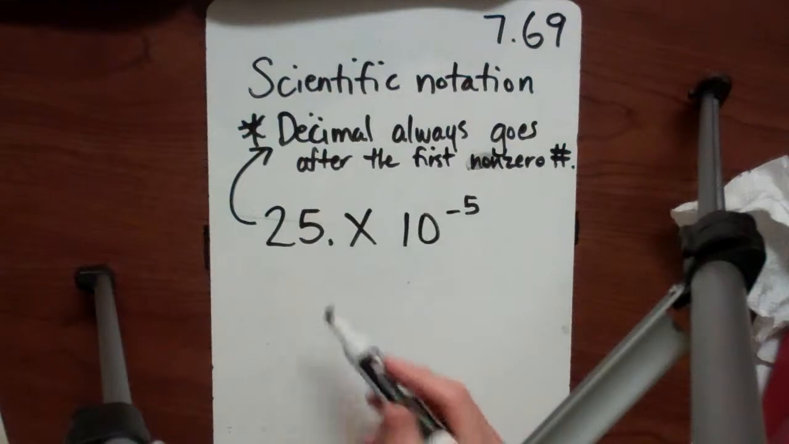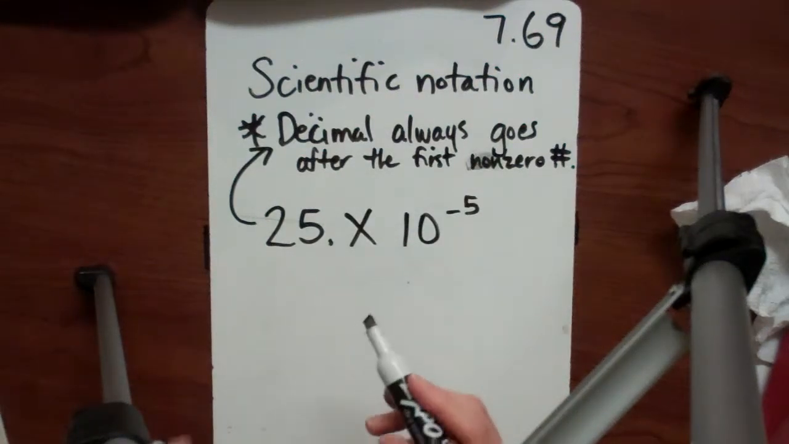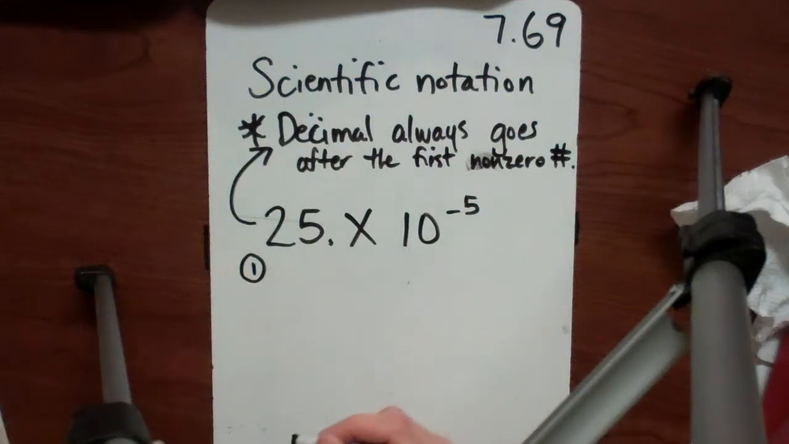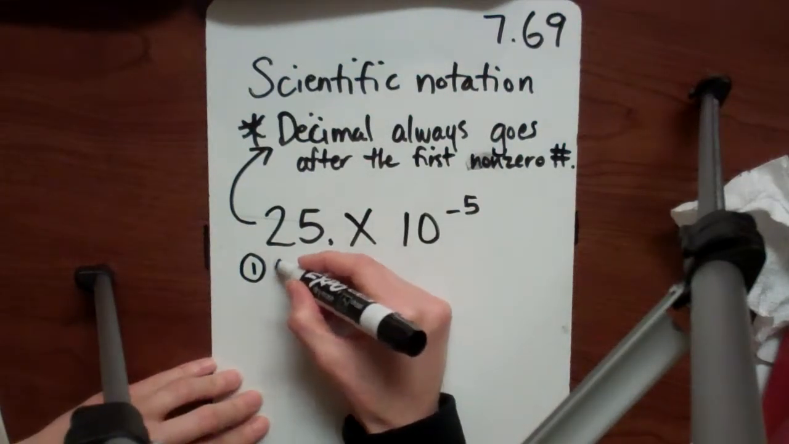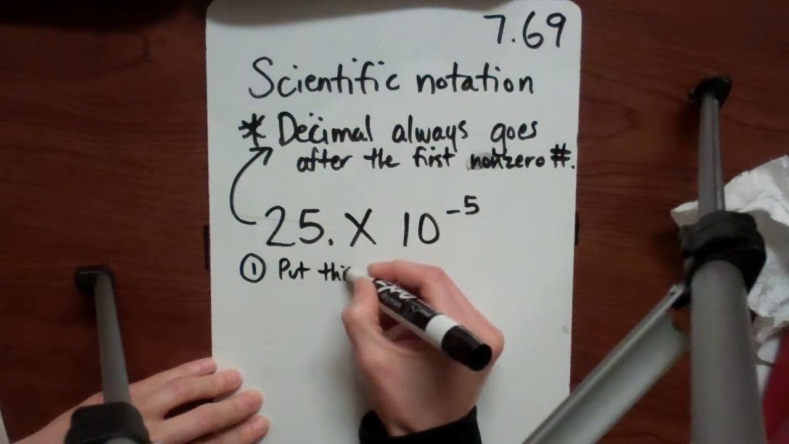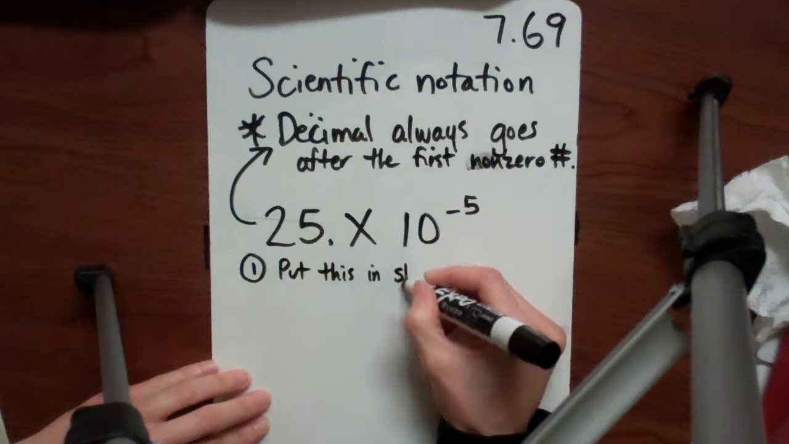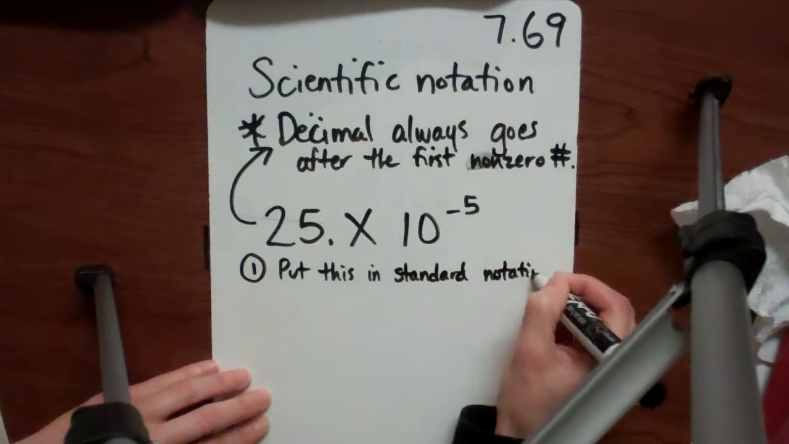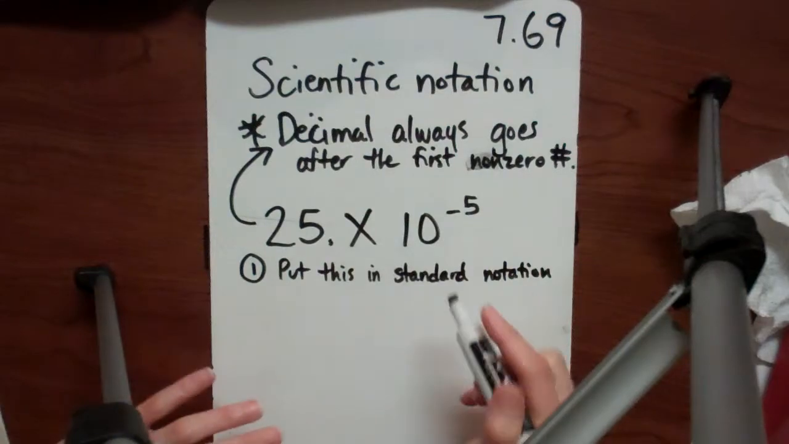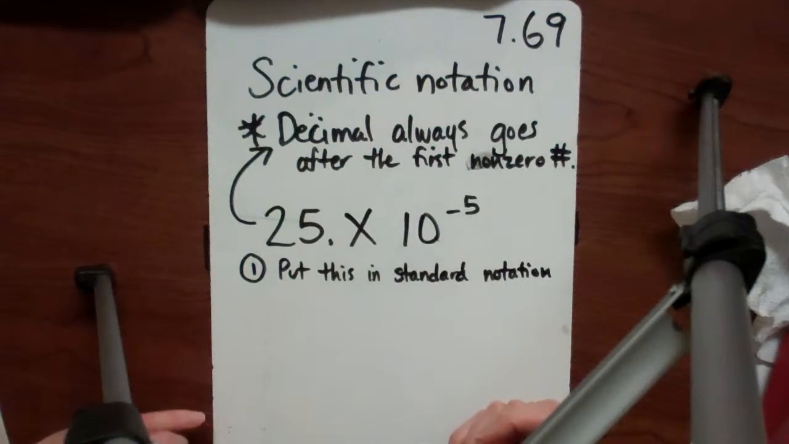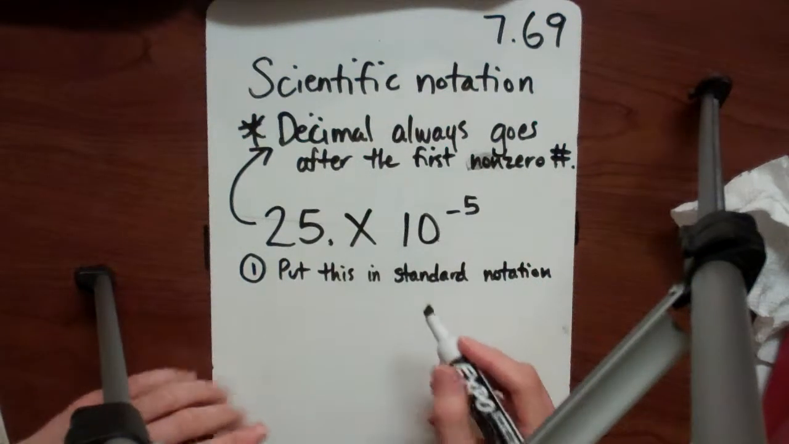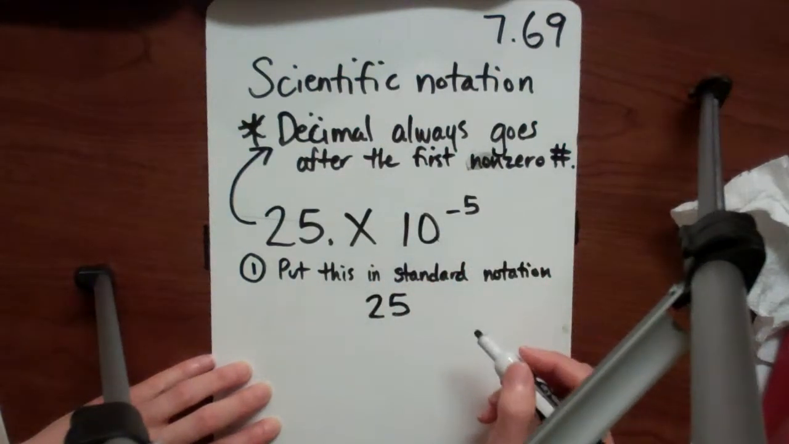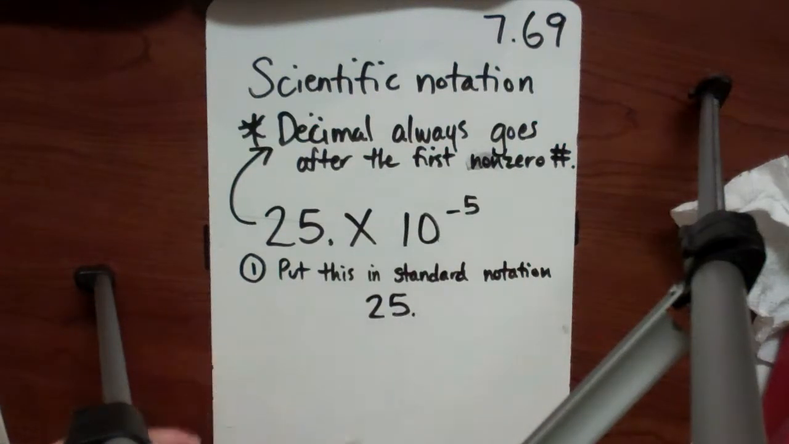So, when we're working with problems like this, my encouragement is to do this. Step number 1, and write this out for me. Step number 1 is you're going to put this in standard notation. And what standard notation is, basically you're making it into a number with no power of 10 and no exponent. So let's go and do that step. Alright, so I've got 25 times 10 to the negative 5. And right now my decimal's here.